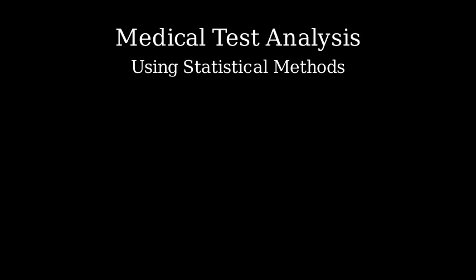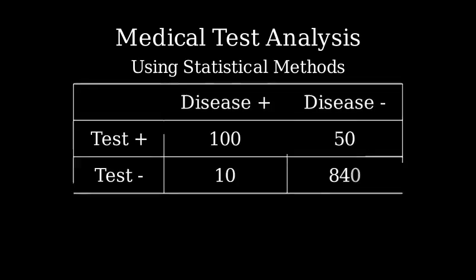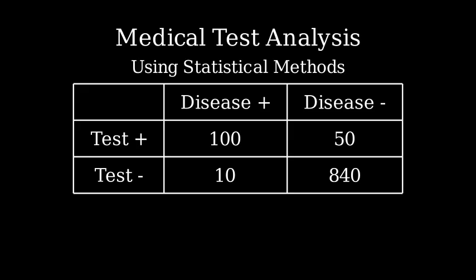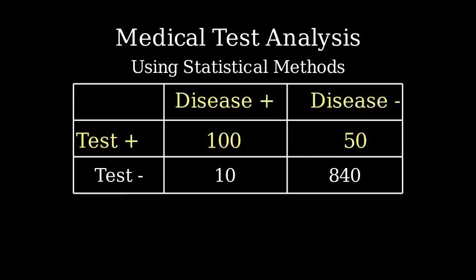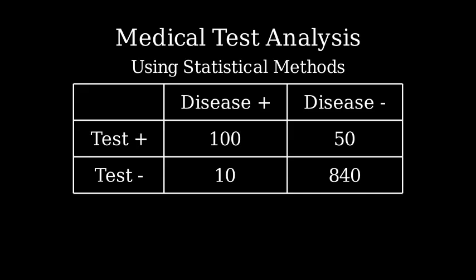Imagine we have a test for a disease and we've tested 1,000 people. We can organize our results in what's called a contingency table or 2 by 2 table. The columns represent whether people actually have the disease or not, and the rows represent whether they tested positive or negative. Let's understand what each cell means.